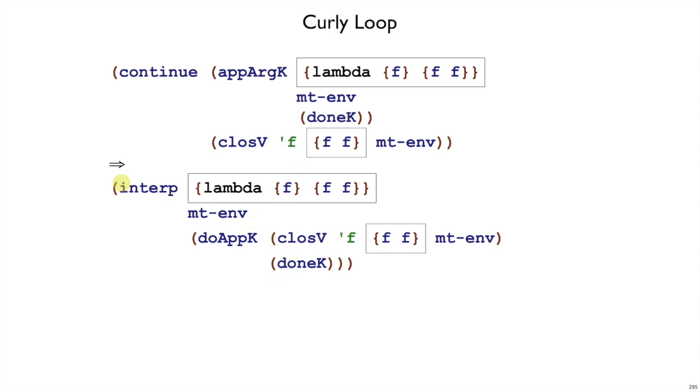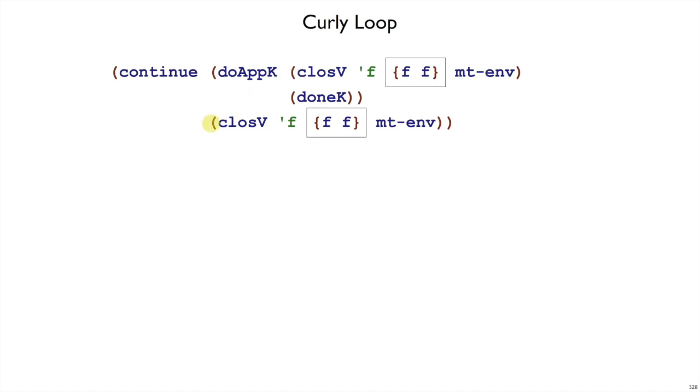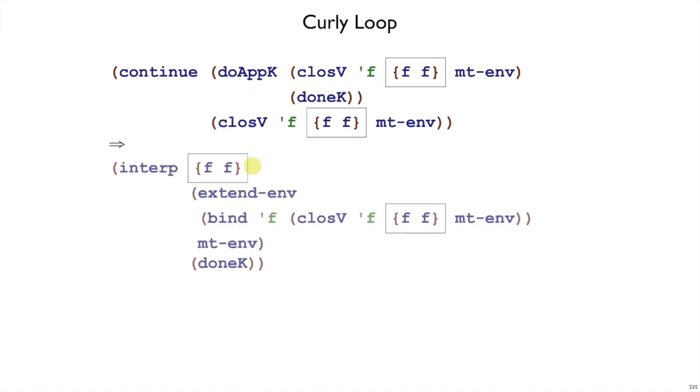Once again, we are interpreting a lambda expression, so once again, we'll continue right away with the closure. Here, this closure corresponds to this lambda, which has argument f and body f applied to f in the current environment, empty environment. And then we continue with the rest of the continuation, which is this do app k. Do app k then, in the continue case, says we've got a function and we've got an argument, start interpreting the body. So we will interpret the body expression f f.